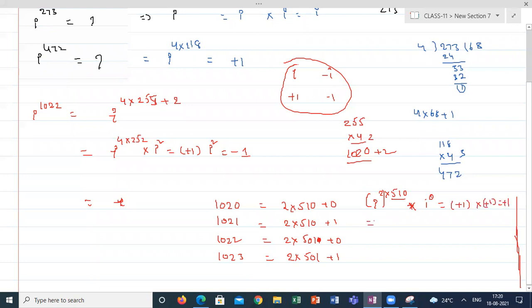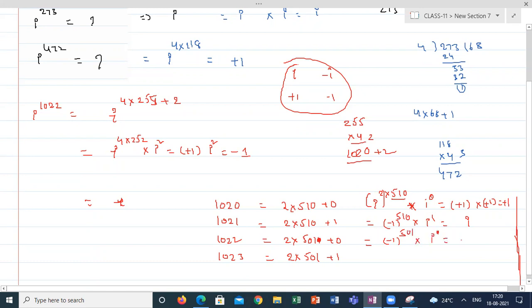So minus 1 whole power 510 into i. Plus 1 means into i power 1. So the answer is i. So yeah, but standard equations we can't make. Correct? Yes, sir. Standard equations we can't make.